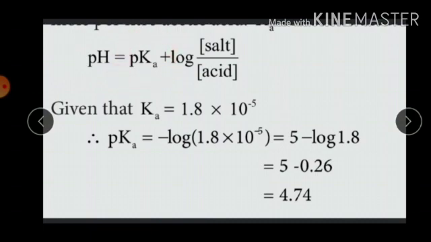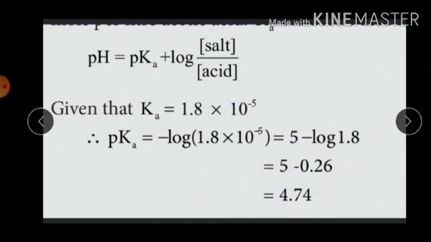So what are the given values? The Ka value is given: 1.8 into 10 to the power minus 5. So pKa is equal to minus log of 1.8 into 10 to the power minus 5, which is 5 minus log 1.8. The log 1.8 value is 0.26. So 5 minus 0.26, we get 4.74. This is the pKa value.